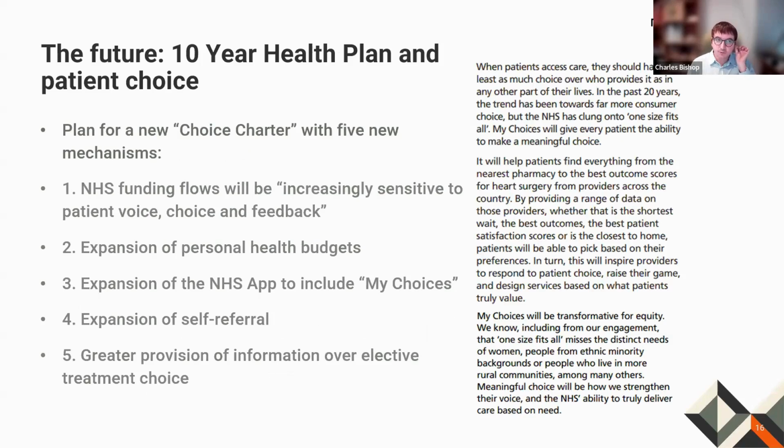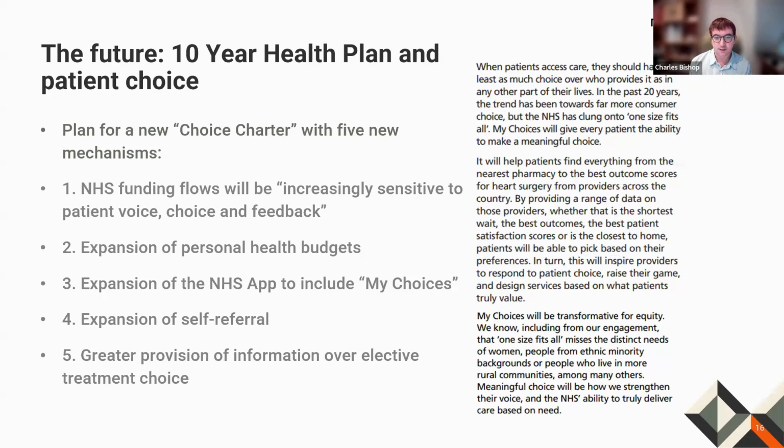So finally, what's the future for patient choice? Well, the 10-year health plan does actually have quite a lot in it about patient choice. It's going to remain a core part of NHS policy and the political ambition for the NHS. And one of this is a new choice charter, which has got 5 new, what's described as mechanisms, which I've summarized here.